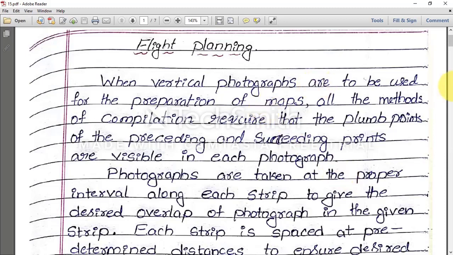So what is the first thing? When the vertical photographs are to be used for the preparation of maps, these photos are to be used for the preparation of maps only. Therefore, for these vertical photographs, we get it from the flight plan.